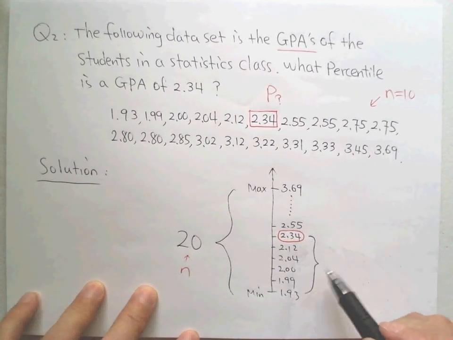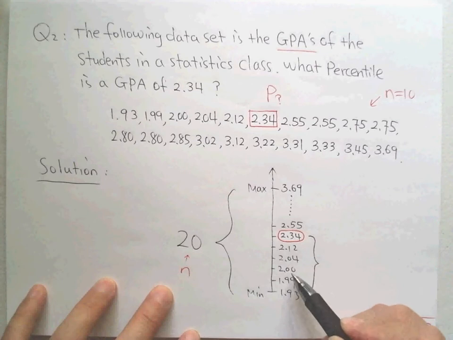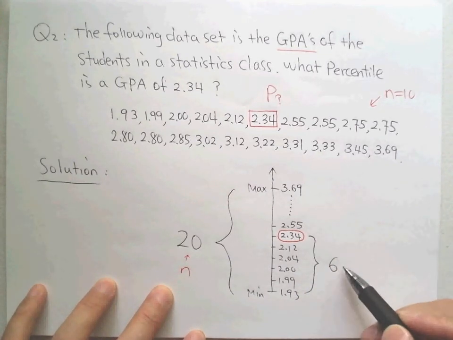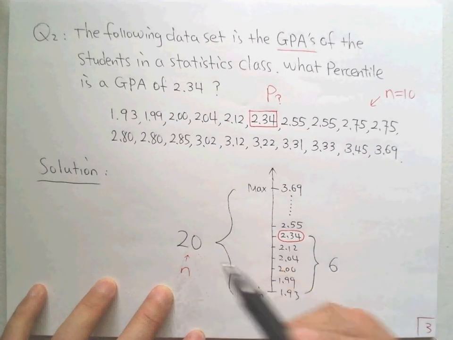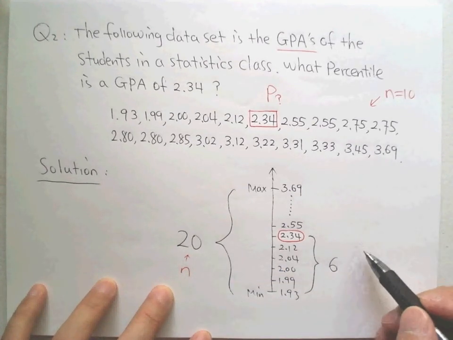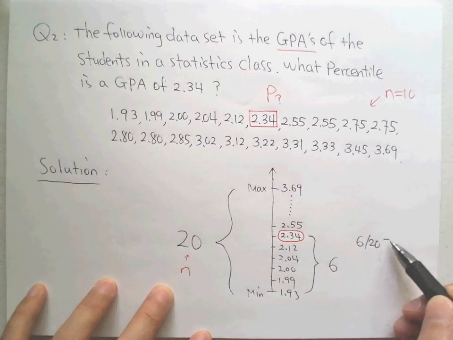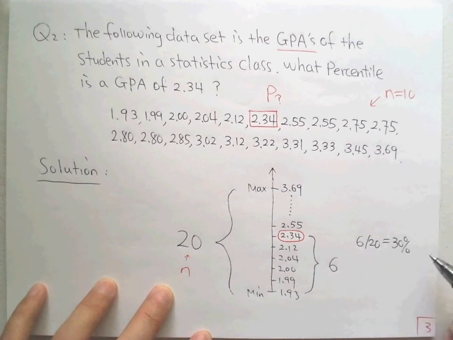I am going to count. Include this. 1, 2, 3, 4, 5, 6. 6 data values here. What percentage? It's 6 out of 20. So I'll calculate here: 6 out of 20, easy calculation. After you calculate it, you get 30%.